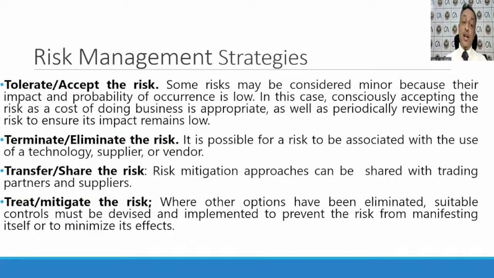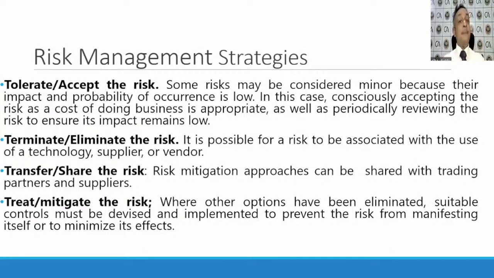Then share the risk, transfer. The risk mitigation approach can be shared with trading partners, suppliers and insurance companies. The question we talked about: suppose you take fire insurance on an asset. What you are doing is transferring the fire-related risk to that insurance company. Transfer. So I told you that we are going to discuss that. That was the answer to question number 7 of the MCQ. Insurance is basically you transfer your risk to a third party.